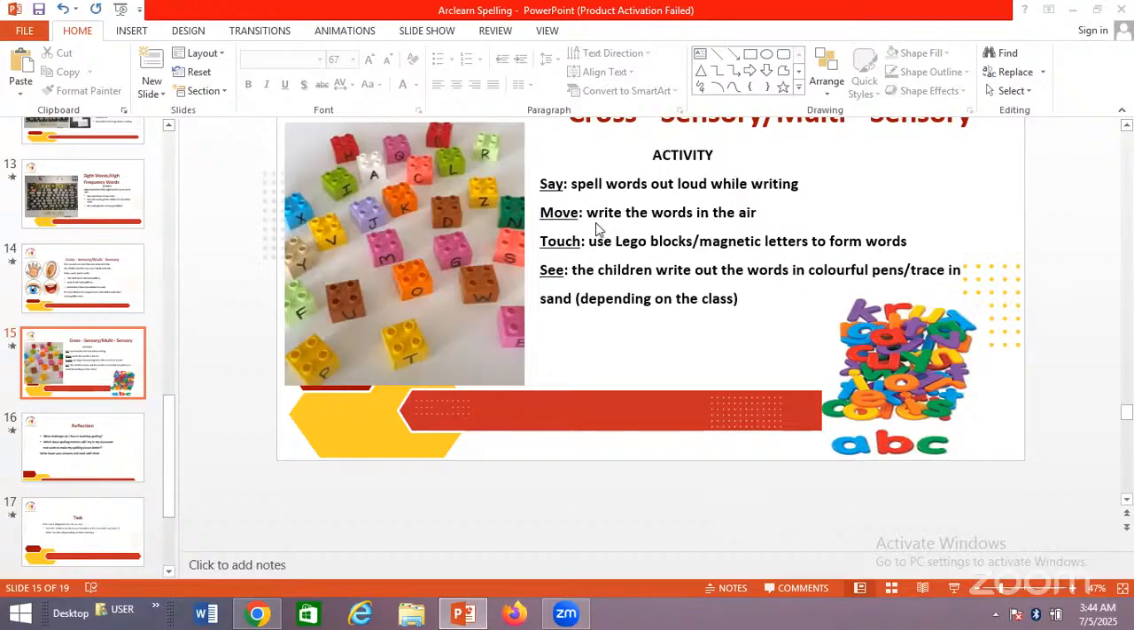Okay, so now I want to ask another question. How can phonics help in spelling? Yes? Any answers? How can phonics help in spelling? Okay. It helps. Yes. Who wants to answer?